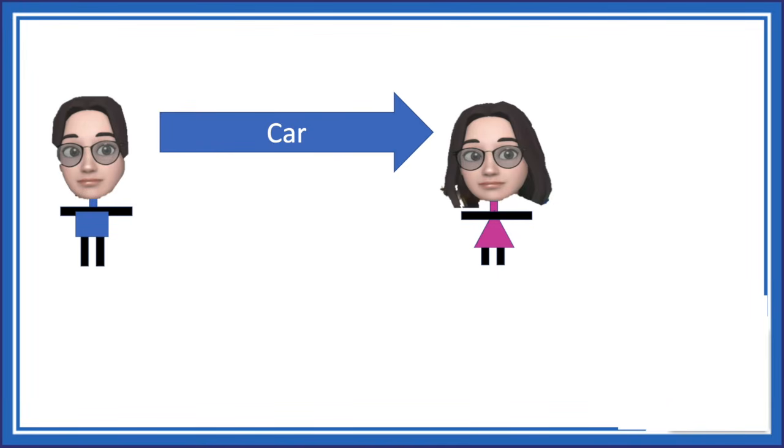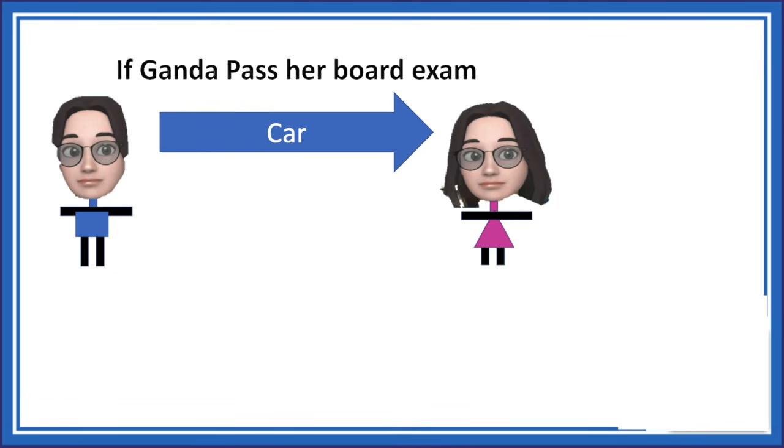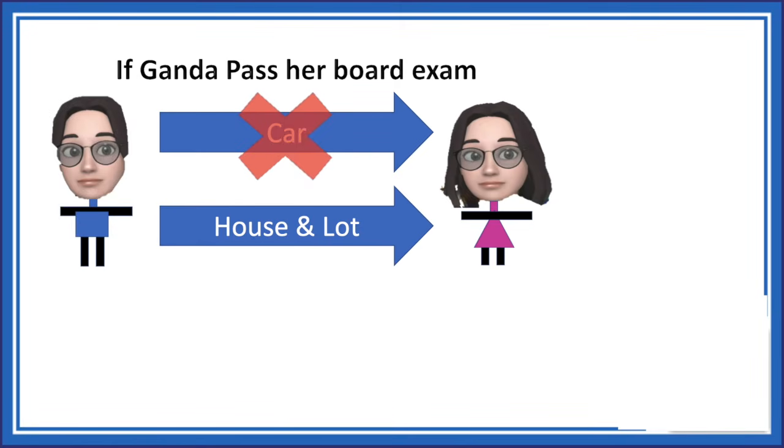Pogi promised Ganda to deliver a car if Ganda will pass her board examinations. Tapos later on, yung dalawa, nagkasundo sila na instead of giving the car, iba na lang, yung house and lot na lang daw ang ibibigay ni Pogi kay Ganda. Kasi mayaman si Pogi, di ba?